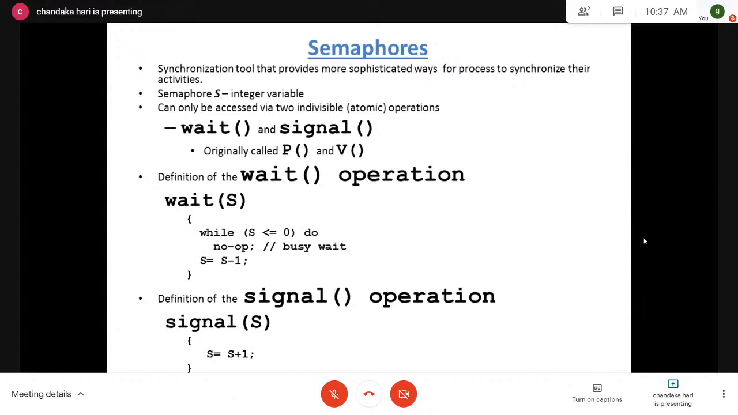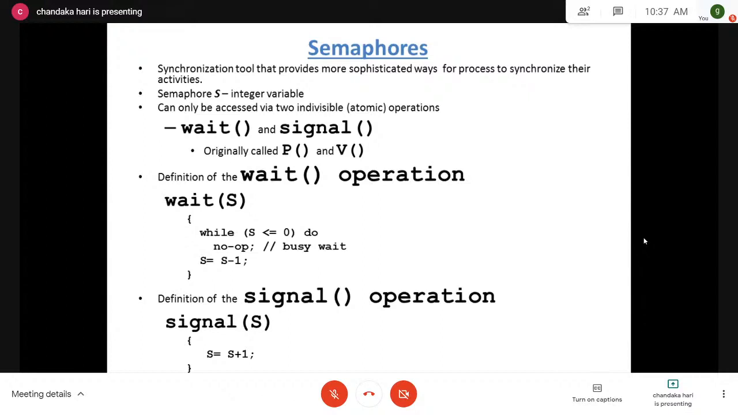So let us take an example. Suppose X is a variable which is shared by two processes, P1 and P2, and a semaphore value is attached to that particular X variable. Initially, that X variable is not accessed by anyone. That's why the semaphore variable attached to X is initially 1. Semaphore value is 1, and that implies this particular variable is not accessed by anyone.